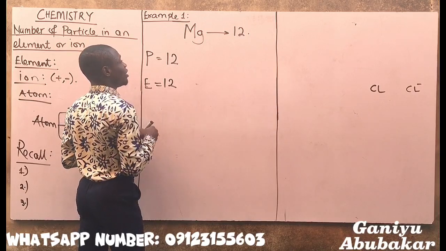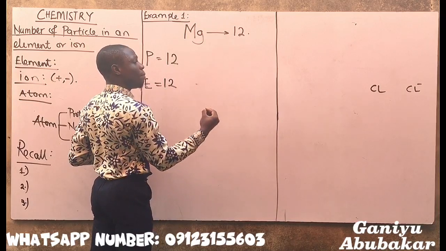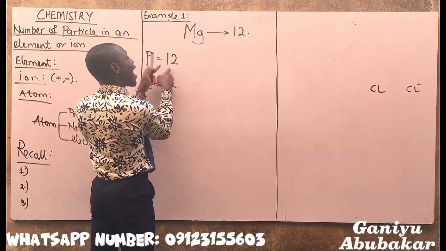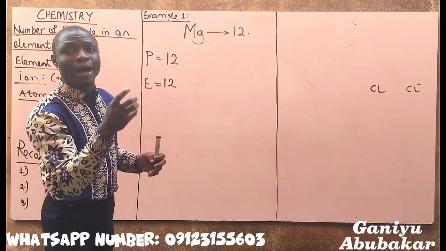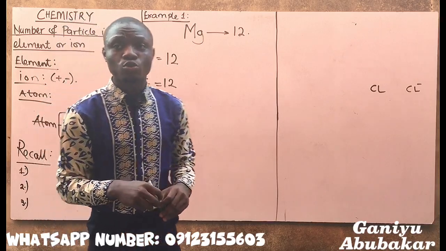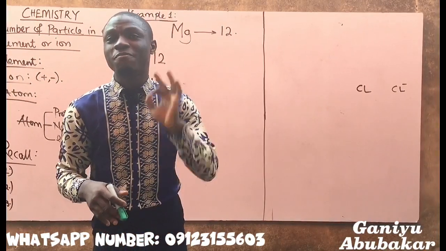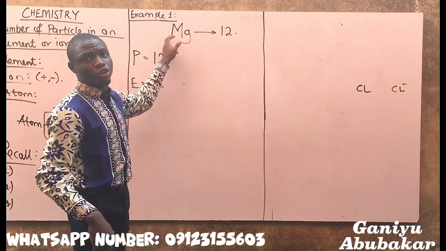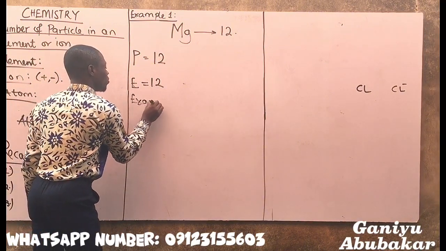Why? Because it's a neutral atom, and for a neutral atom there are equal amounts of protons and electrons. Why are protons 12? Because my atomic number is 12. And I said the atomic number of an element is equal to the number of protons in an atom of that element. Very, very important, please. All right, we're done with magnesium. Let's do example 2.